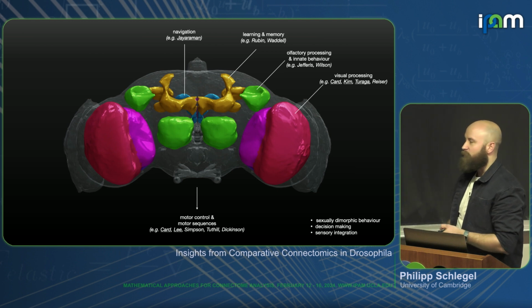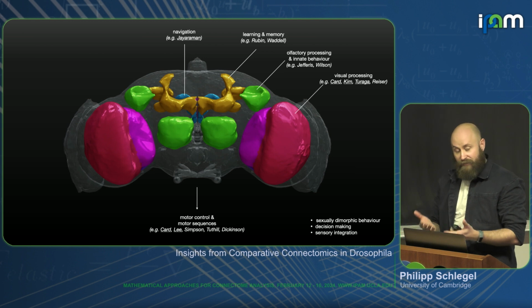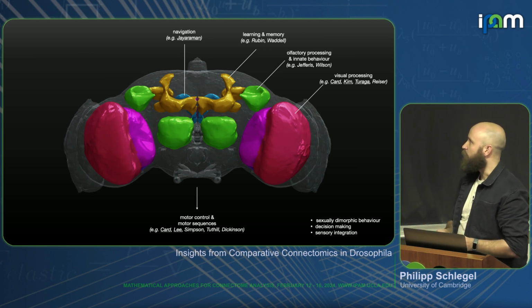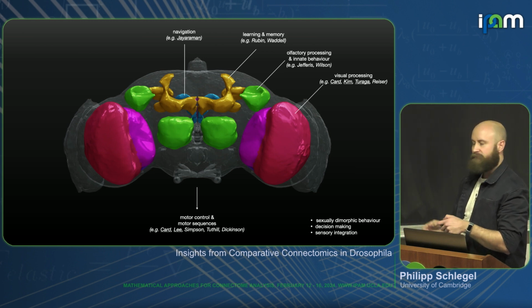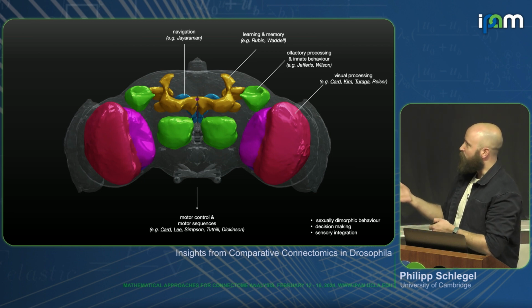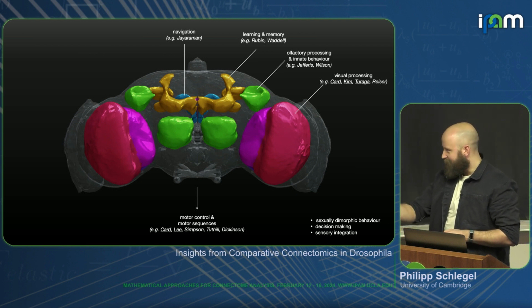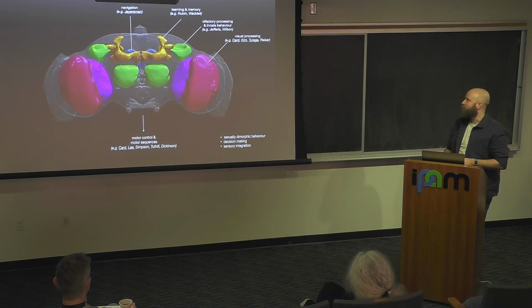So, we've already heard about navigation from Vivek this morning. The fly is capable of associative learning and memory. People study olfactory processing, innate behavior, in contrast to the learned behavior. Visual processing, I think Srini might talk about this. Are you on tomorrow? Wednesday. Wednesday, all right, so something to look forward to.